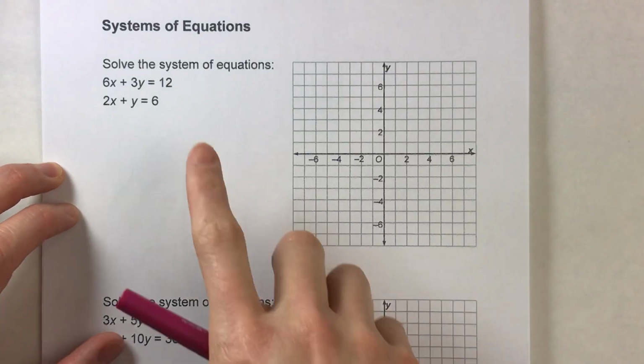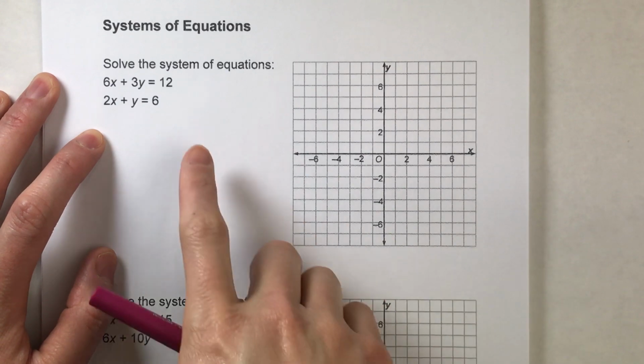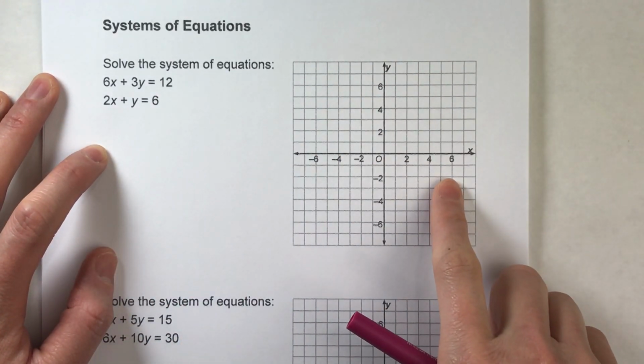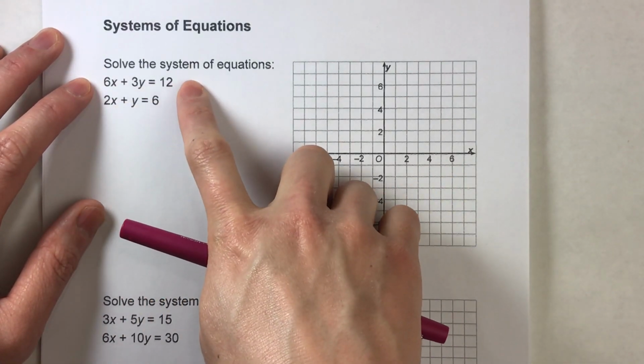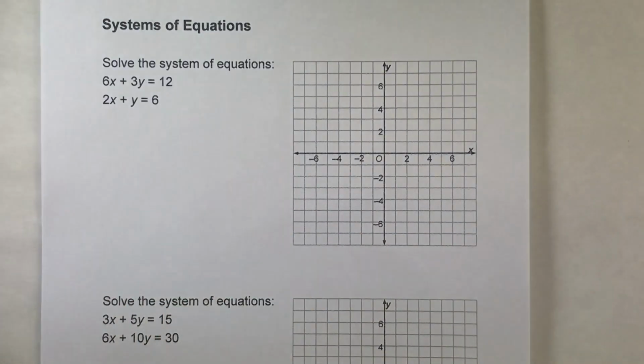So today we're going to be solving systems of equations that have some unusual answers. And we are going to do it both algebraically and on a graph. Alright, so let's look at this first one. 6x plus 3y equals 12, 2x plus y equals 6. Let's do it algebraically first.